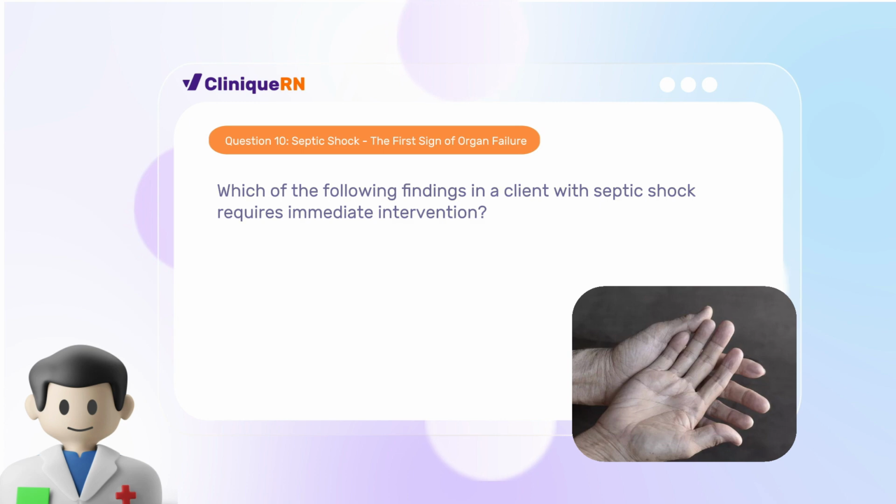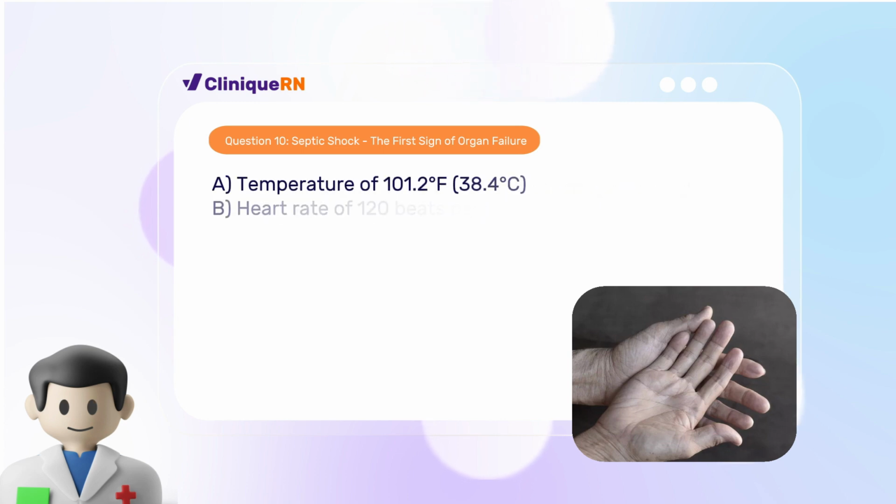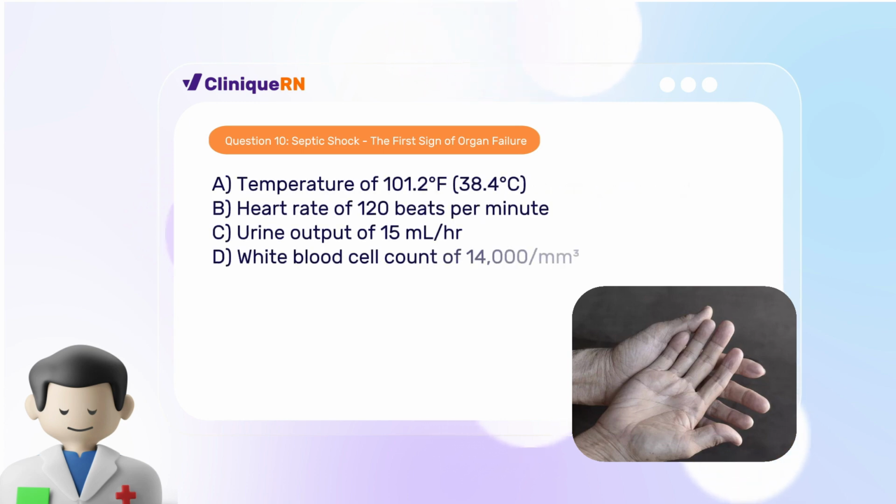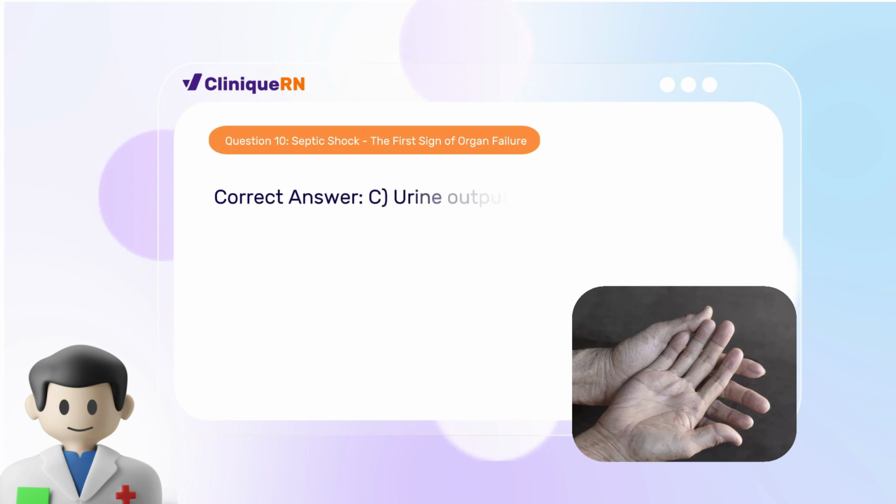A. Temperature of 101.2 degrees Fahrenheit, 38.4 degrees Celsius. B. Heart rate of 120 beats per minute. C. Urine output of 15 milliliters per hour. D. White blood cell count of 14,000 per cubic millimeter. Correct answer. C. Urine output of 15 milliliters per hour.